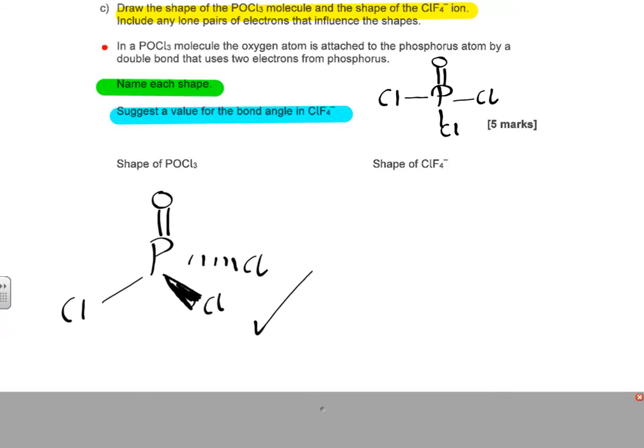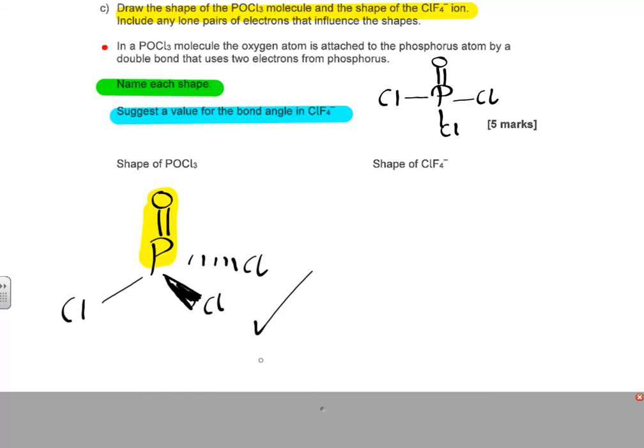Some of you will feel perhaps a little hard done by when you look at your work because you've drawn that shape, but you've maybe not picked up on the advice in the question. There should be a double bond in your diagram between phosphorus and oxygen, and if you've only got a single bond, unfortunately it wasn't allowed a mark.